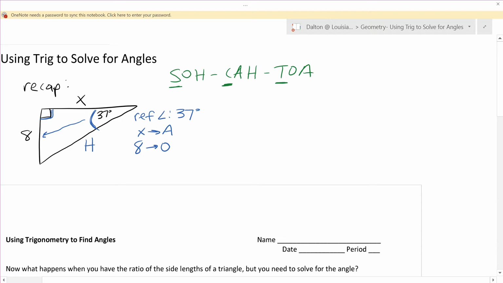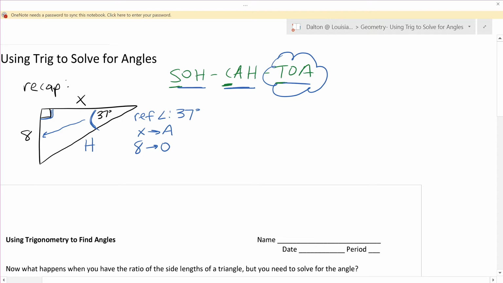So after you list your reference angle and your sides from what you know, then you go ahead and look up at SOHCAHTOA and you figure out which one of these, sine, cosine, or tangent, has adjacent and opposite, A and O, as the letters. The order doesn't matter, you just want to know A and O. Well, it's not sine, right, because sine has O and H. Cosine has A and H. It must be tangent. TOA has O and A.